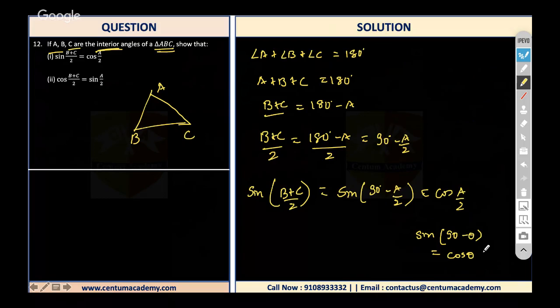The second part is again very similar to the first part itself. So cos of (B plus C) by 2 is equal to cos of (90 minus A by 2), which is equal to sine A by 2. So whatever you are getting as a question in 10th board becomes a common rule, or common knowledge, in 11th grade. This is how it is. Okay, fair enough. Let's move on to the next.